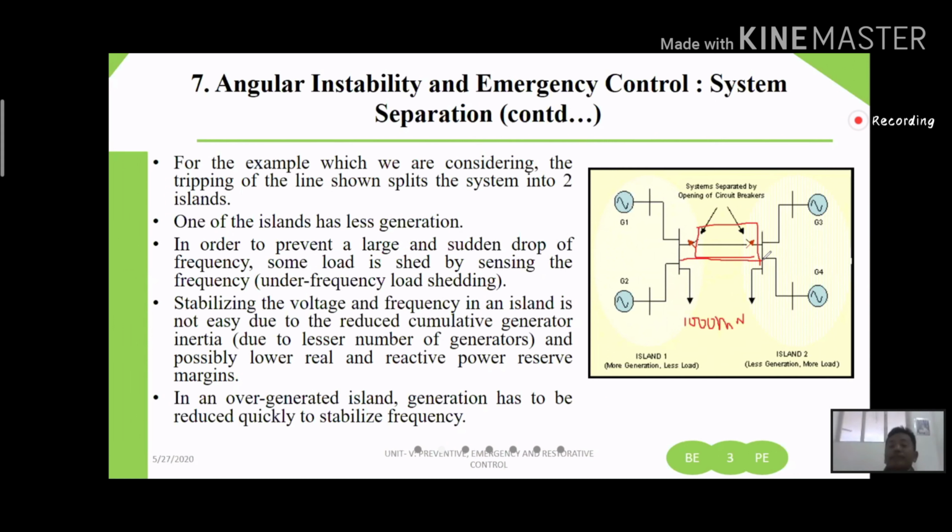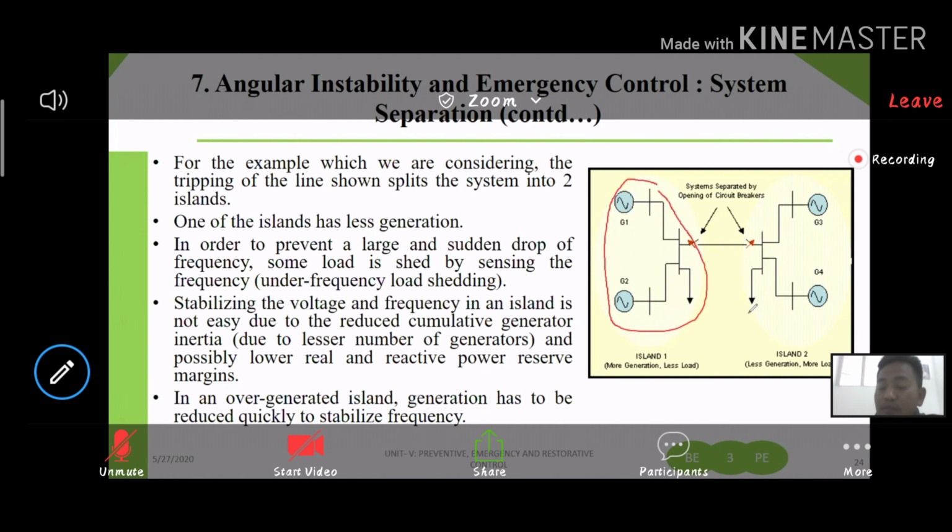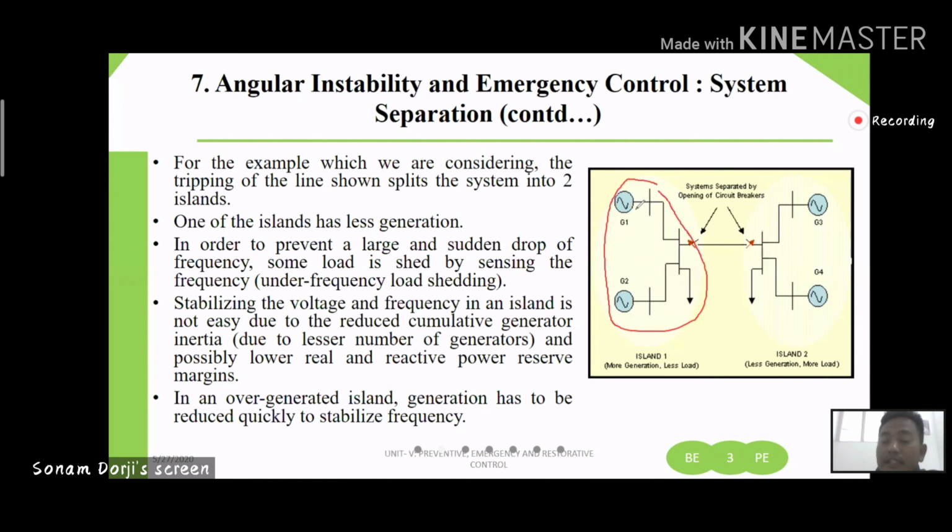Okay, so now the first thing we can do, to avoid complete blackout, is to make it island one and two. We have to separate, just open this line by opening a circuit breaker, and then make island one. Here generally it will be more generation and less load, and similarly island two will have less generation but more load, but no option. So some load we may have to shut off, and here some generation we may have to shut down. One generator you may have to shut down, and then we make only 1000.